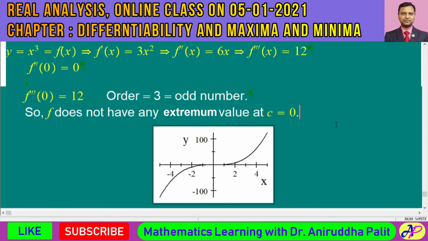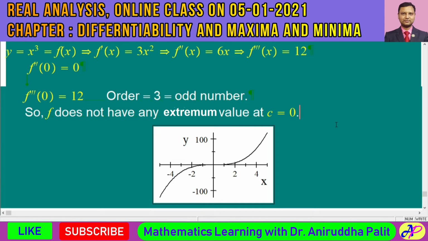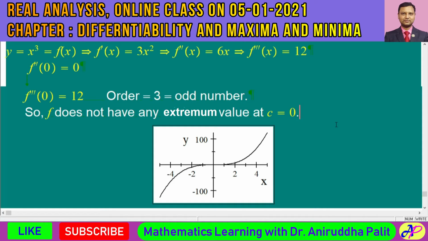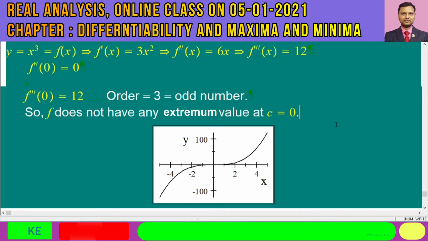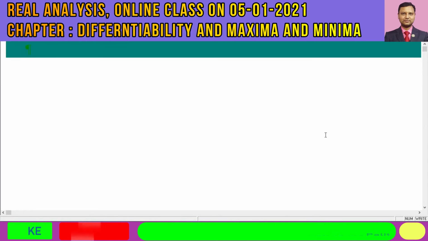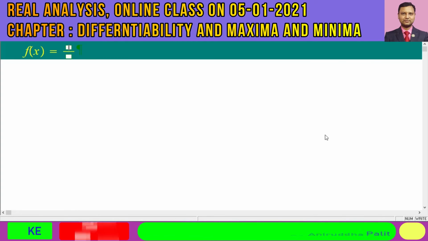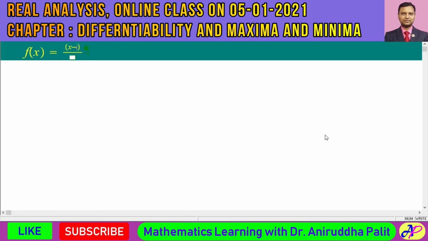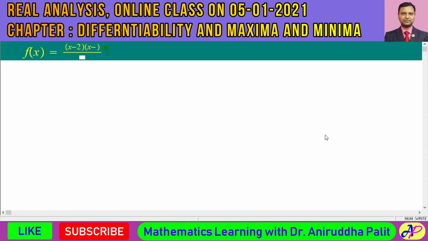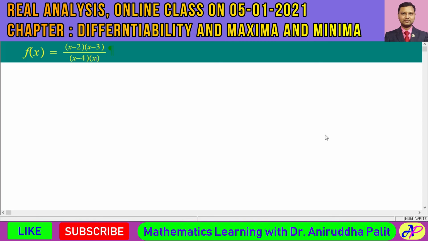Okay. Now I am going to discuss one more technique by which you would be able to find out the maximum value or minimum value of a function. Because, as I told you earlier, suppose f of x is equal to this kind of complicated function, say (x minus 2), and suppose (x minus 3) by (x minus 4), and then (x minus 5).